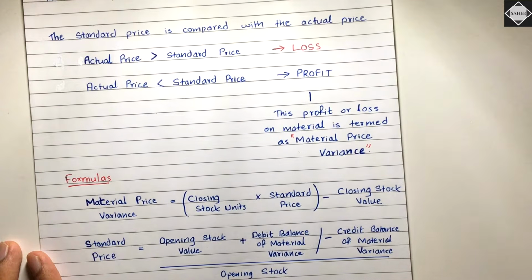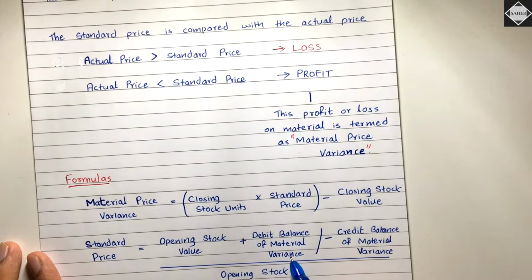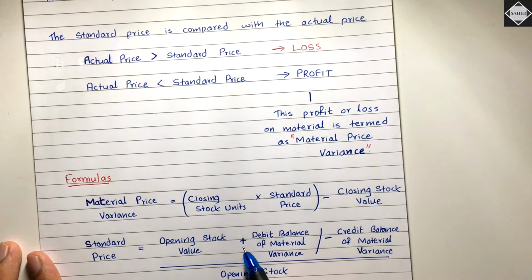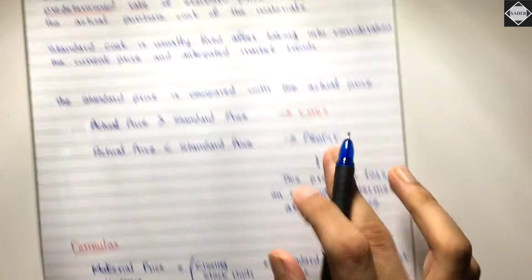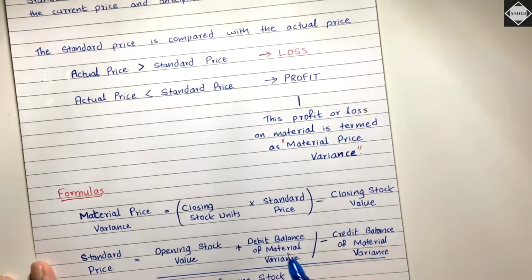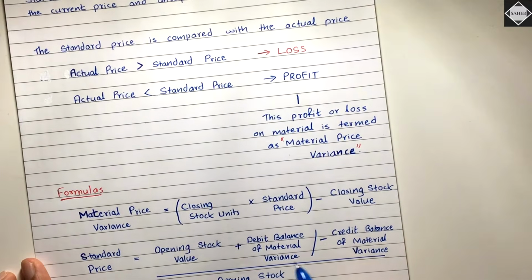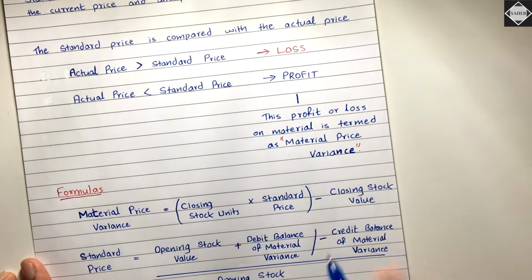And then, either you have to add or subtract depending upon what is there in the question. If there is a debit balance of material variance, you will have to add. Debit balance means loss on material variance. If there is a loss, then you have to add. If there is a profit, if there is a credit balance of material variance, you have to subtract. Okay, depending upon the question, you have to do this.